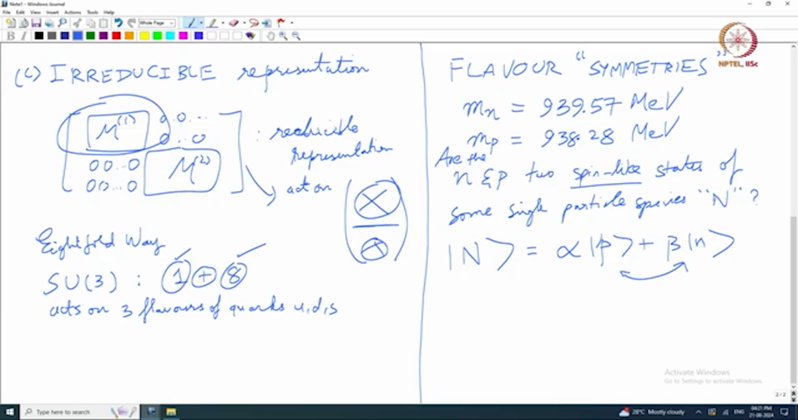If that were so, then since this looks very much like spin, I can write the proton in matrix notation. I can write the proton this way and the neutron this way, just like in spin. Remember, this is not spin, this is something like spin. I can always represent the proton and neutron this way.